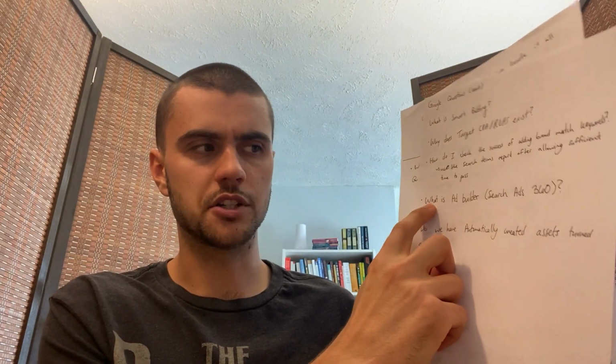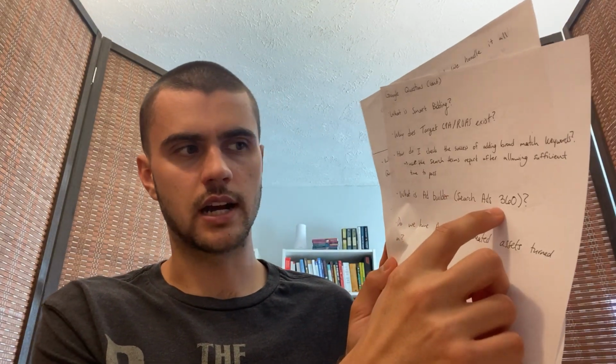The second thing for creating and scaling responsive search ads is this thing. There's a few things I've never heard of before, and this is one of them, I believe. It was called Ad Builder 360, Smart Builder, Ad Builder Search Ads 360. I never have heard this. I wrote down a question: what is Ad Builder Search Ads 360? So now I'm queued to be searching for that out.